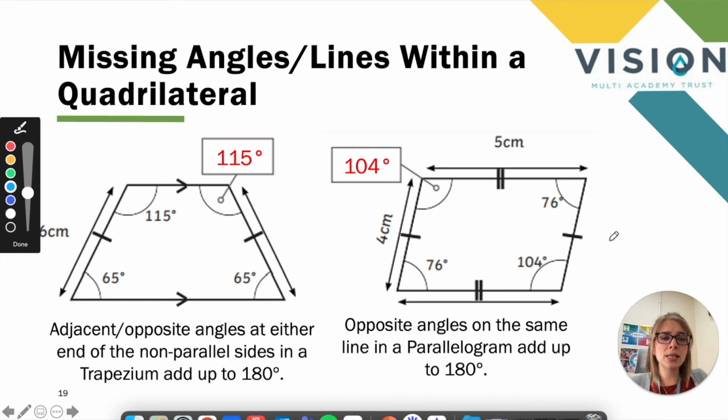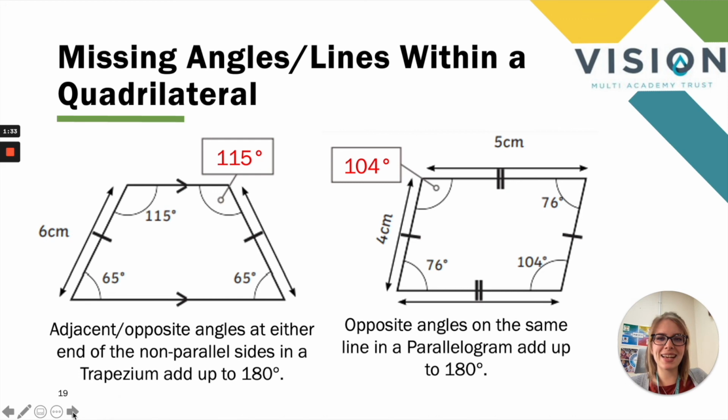Looking at the parallelogram on the right, we can see the opposite angles on the same line in a parallelogram add up to 180. For example, this angle and this angle, they're on the same line, so they will add up to 180. It's the same on this side: we've got this angle and our missing angle, they're on the same line, so all we need to do is 180 subtract 76, which gives us 104.